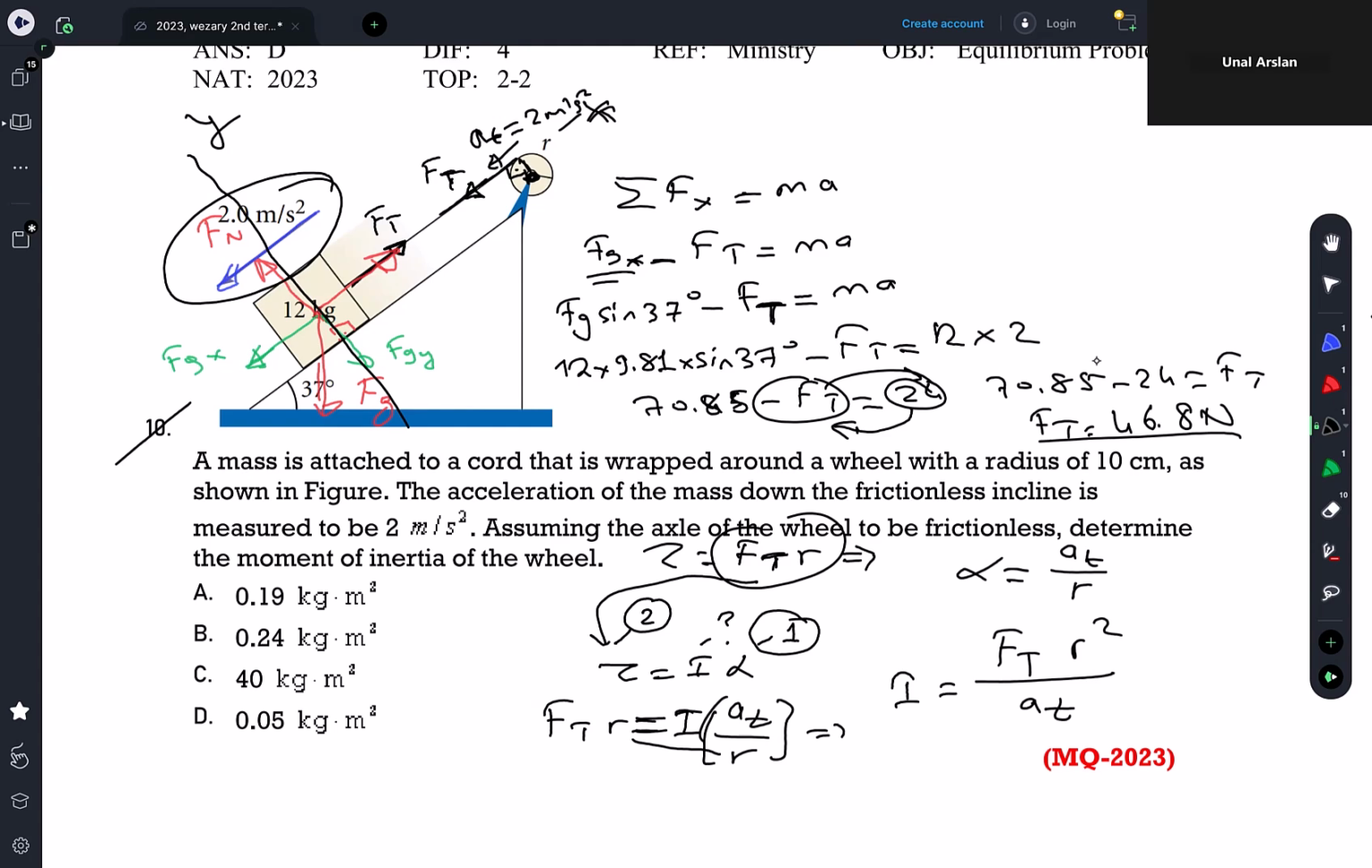So now let's put everything in. Ft we have calculated as 46.8, times R is 0.1 meter. aT is given as 2, which is the acceleration of the object. So multiply by 0.1 squared, divided by 2, which is 0.24 kilogram times meter squared. So B is the correct answer.